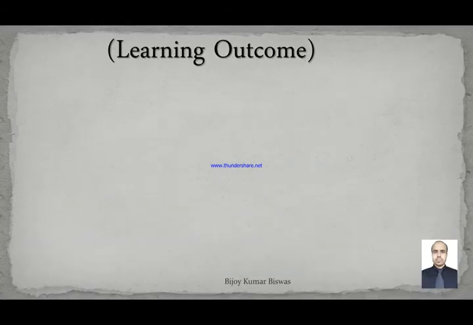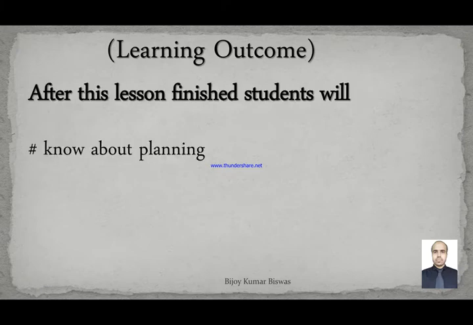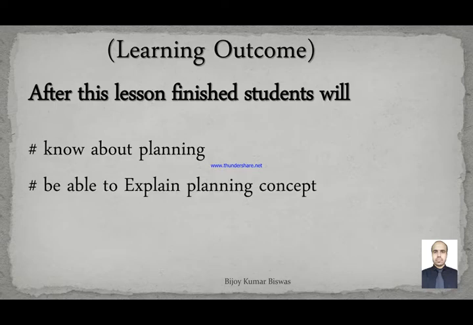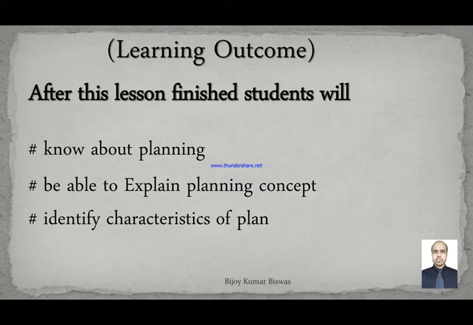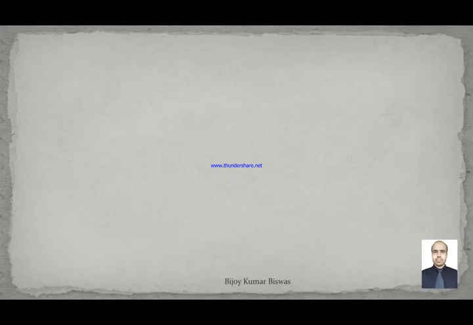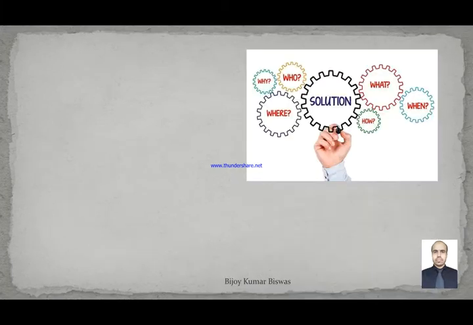And as already informed, today's topic is planning. After this lesson, students will know about planning, be able to explain the planning concept, and identify the characteristics of a plan. In the picture there are many gears, with written why, who, where, what, when, how. There are so many questions. Why, who, what, when, how, where. The answer to these questions is planning.